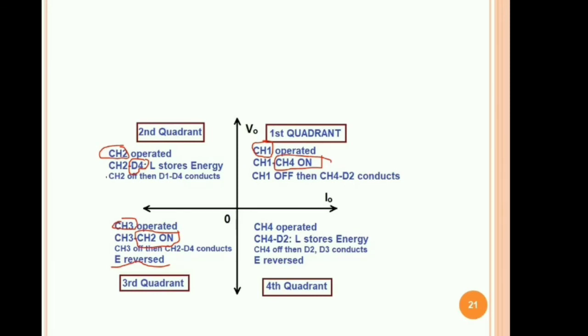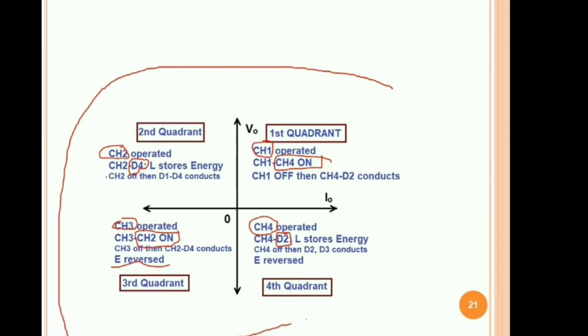Here also, in the fourth quadrant, chopper 4 and diode 2. See the lettering, you can easily memorize: chopper 2 diode 4, chopper 4 diode 2. So like this you can remember. These are the simplified ways of remembering the four quadrant operation of the chopper switch. By remembering this, we can expand the diagram in a simplified way. So thank you. I will come back to it.